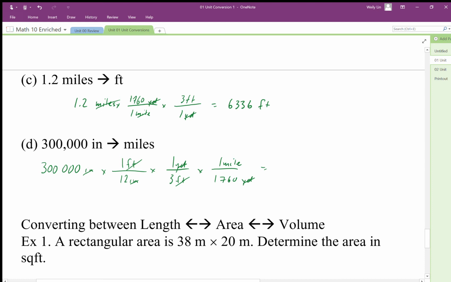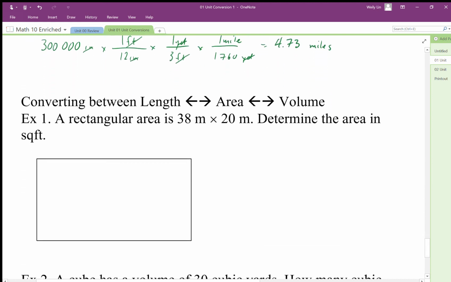So I'm going to do the calculations, times on top, divide on bottom. So I start with 300,000. I'm going to divide by 12, divide by 3, divide by 1760. And I end up with 4.73 miles. Okay, so 300,000 inches is 4.73 miles.